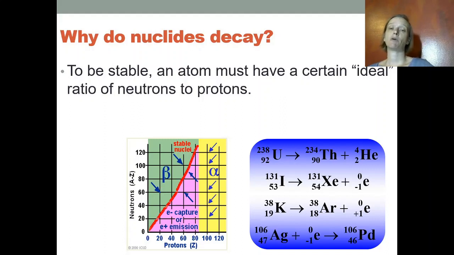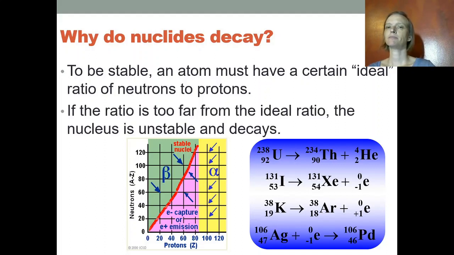Or if you have too many protons for the amount of neutrons, the atom will probably go through an electron capture or a positron emission. Or you can also have an alpha decay if you get too far with too many protons. So basically, in summary, if the ratio is too far from the ideal ratio, the nucleus is unstable and decays into different nuclei that are more stable.